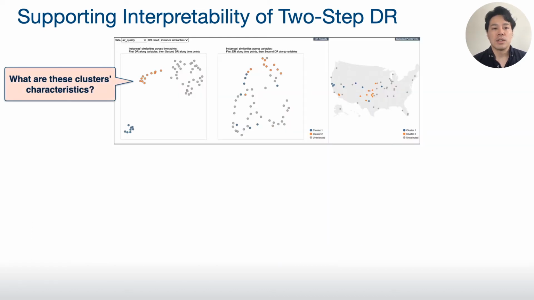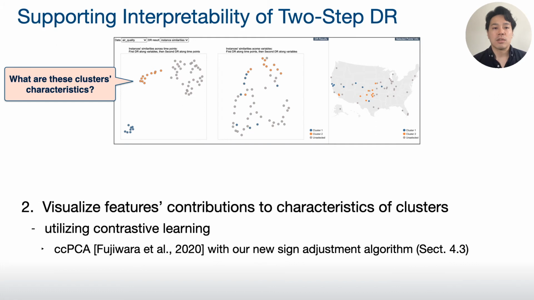For further analysis, we usually want to know the characteristics of each cluster. To support this task, we visualize the feature contributions to the characteristics of each cluster. To provide such information, we utilize contrastive learning. More specifically, we use CCPCA with our new sign adjustment algorithm. Please refer to our paper for more details.